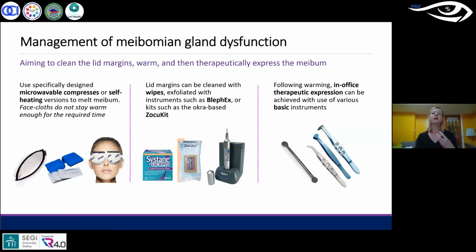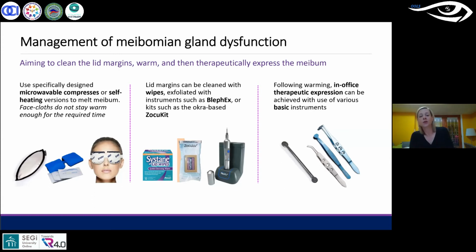So there are a number of options for the cleaning aspect. And then for your therapeutic expression, and particularly effective after you've done that warming, as I mentioned, you can use a number of different forceps, particularly on the bottom lid, easier to get access there, to then release the meibum from those glands and give them a really good clean out.